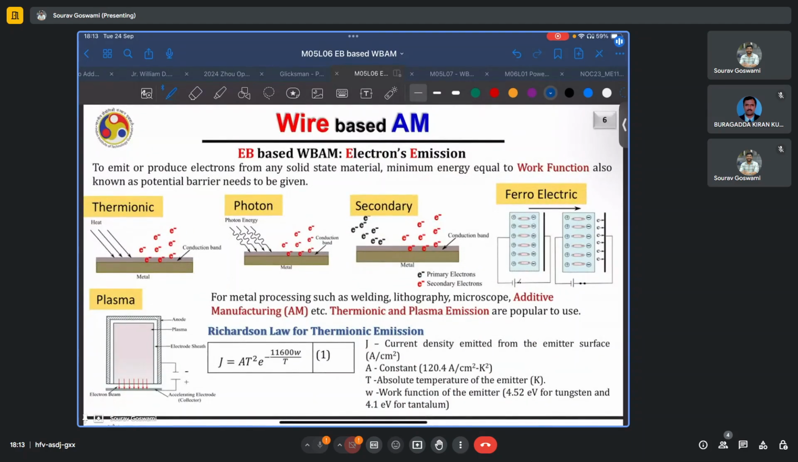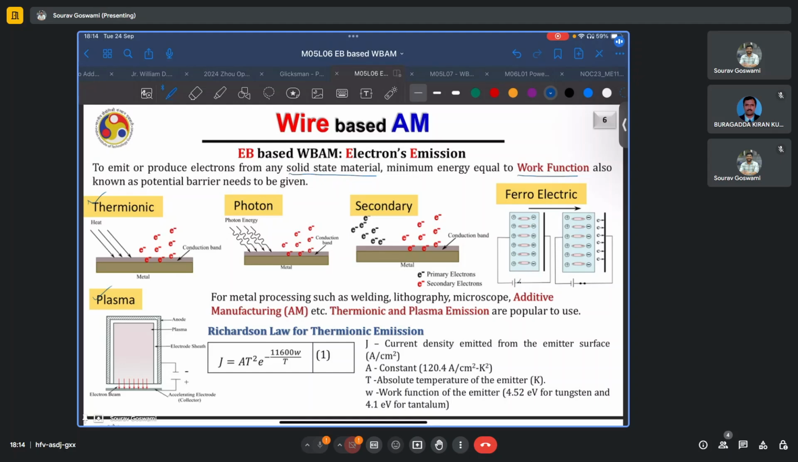And here are summarized some of the typical electron emission methodologies. Of course, the most commonly used ones are thermionic based and plasma gun based. So in a thermionic system, fundamentally, to emit or produce electrons from any solid state material, we will have to provide it with some energy. And this minimum critical energy is equal to the work function or potential barrier for that specific material.